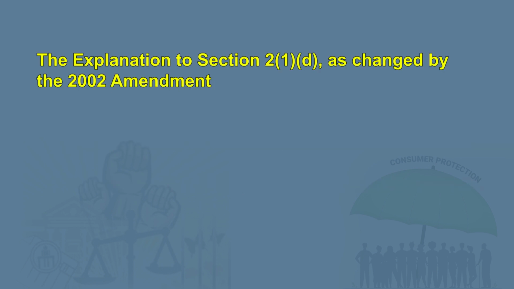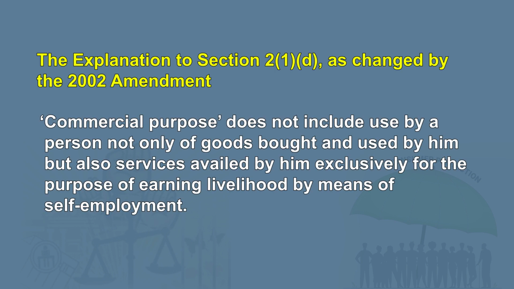However, the explanation to the relevant provision as changed by the 2002 amendment makes it clear that commercial purpose does not include use by a person not only of goods bought and used by him, but also services availed by him exclusively for the purpose of earning livelihood by means of self-employment.